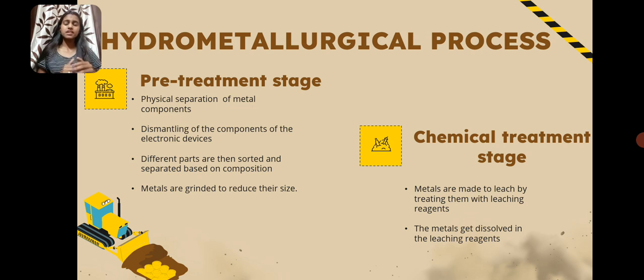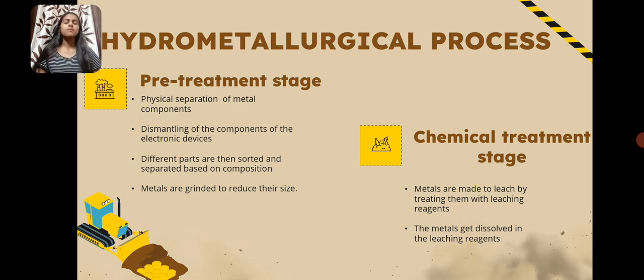Firstly, in the pre-treatment stage, the e-waste is going to be separated physically and dismantled into its components. For example, if the e-waste is a monitor, it is going to be differentiated into the screen, its board and the plastic it is made out of. The different parts of the e-waste are then sorted and separated based on their composition. The metal components are then ground to reduce their size. By this, the extraction of the metal can be made easier.